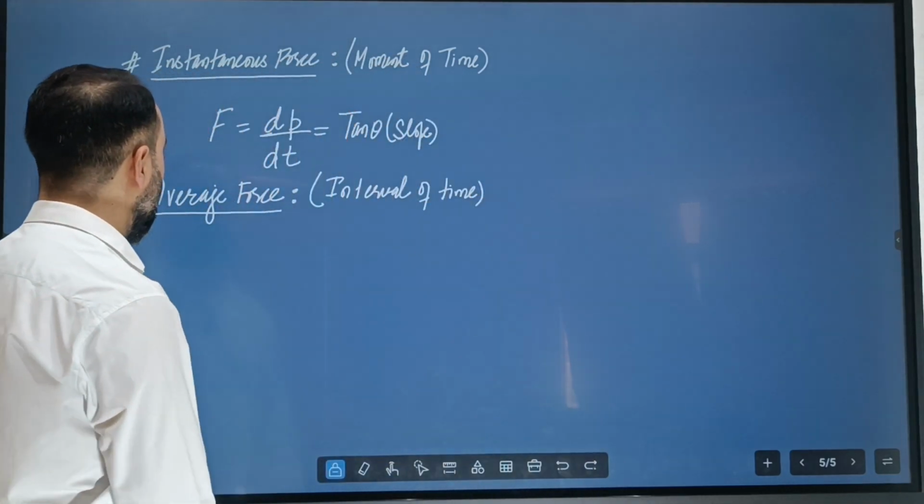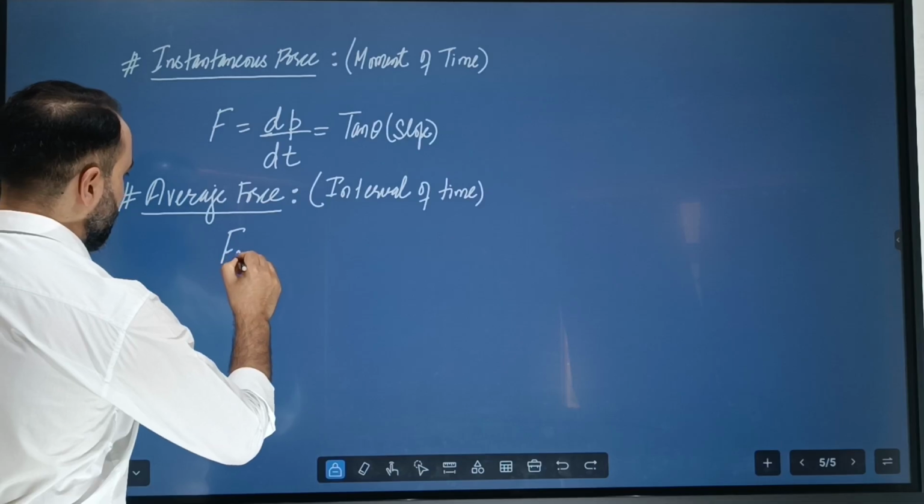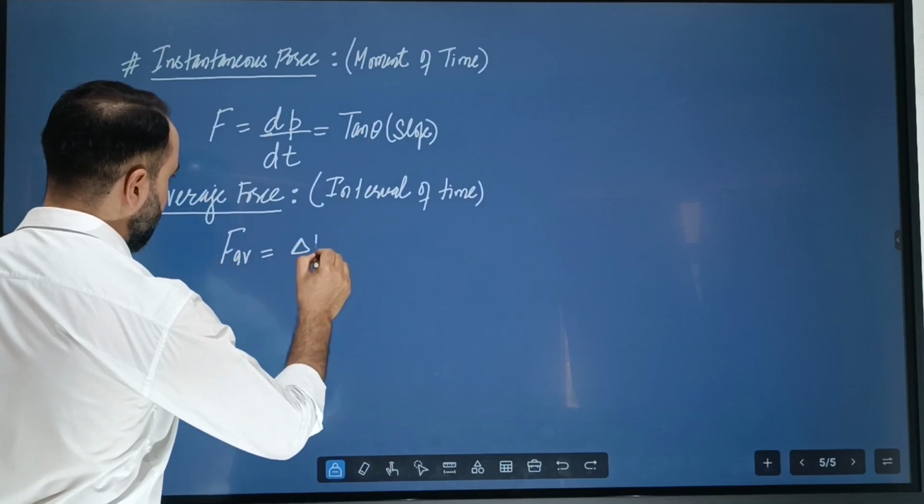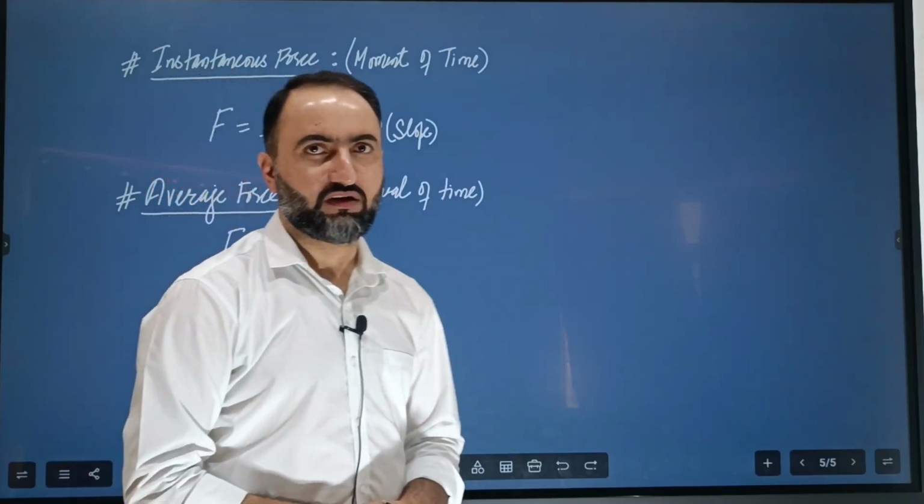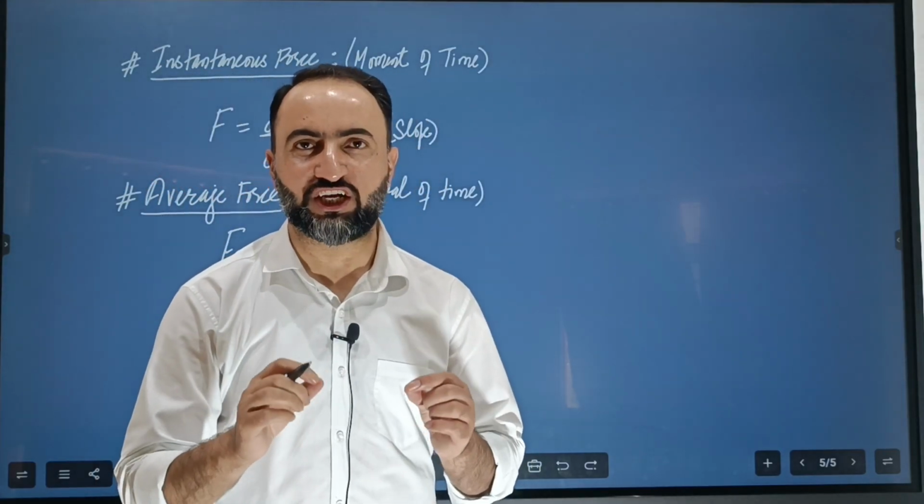So average force, now what is this equal to? It is equal to delta p divided by delta t. What is this delta p? Delta p is a finite change in momentum.